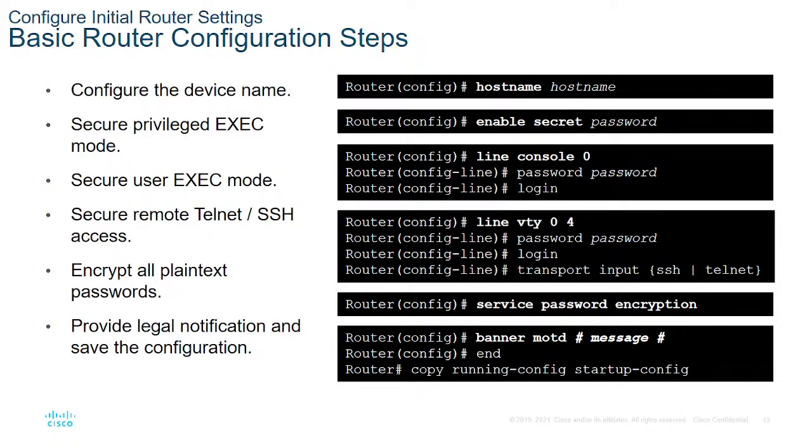So the first thing we're going to look at today is how to set up the router's initial configuration steps. We'll be looking at how to set up a device name, how to set up a secret, and how to set up a line console password. And when you're setting up a line console password, we are mostly protecting the user exec mode. We'll be setting up the virtual terminal passwords, that is enabling remote access and securing it using SSH.